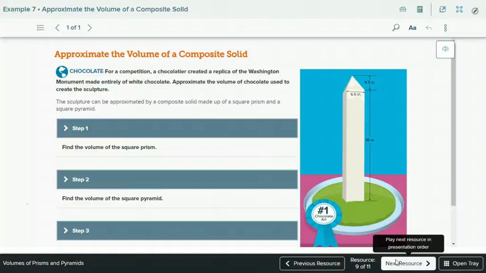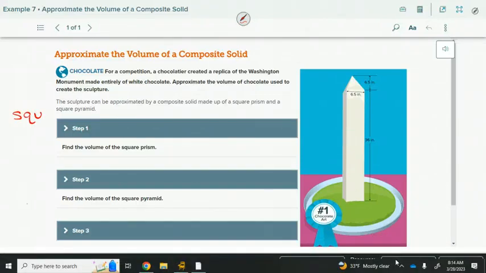And again, we're going to keep ourselves organized because we've got two different shapes. So instead of drawing it, let's just write out what we're finding. So let's put, we've got a square prism plus a square pyramid. We'll find each of these on their own. Looking at the numbers. Okay, let's start with the square prism.